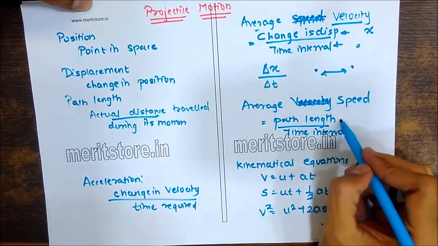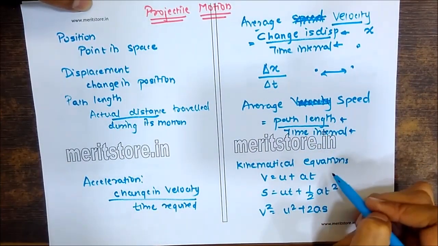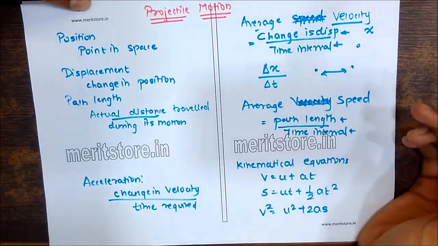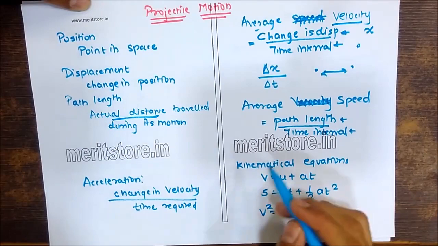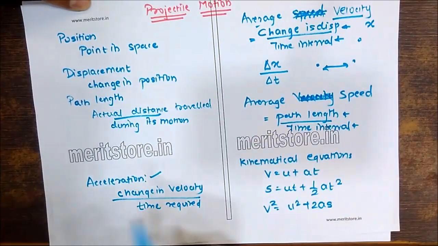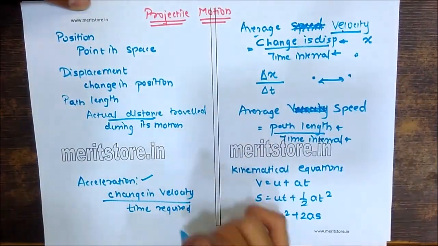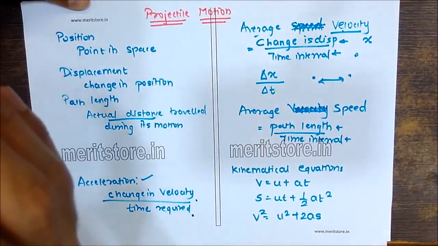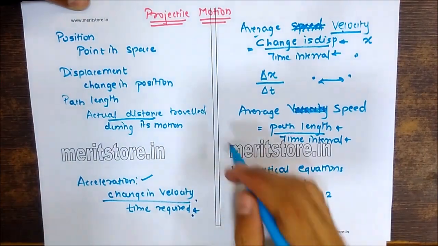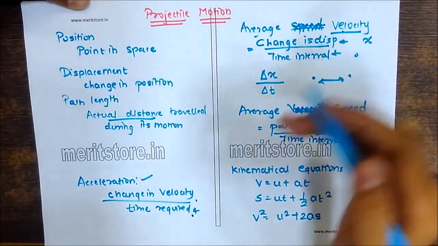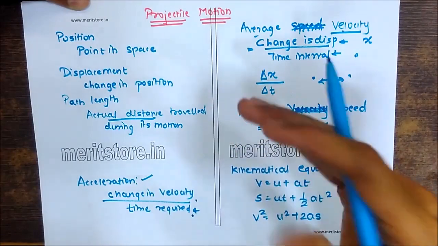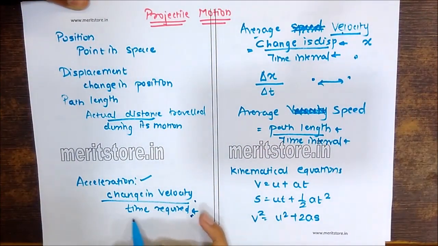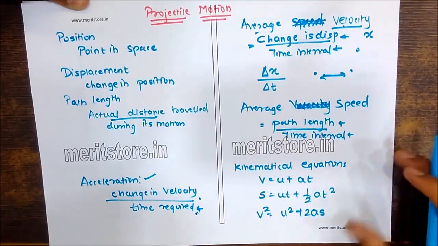Average speed will be nothing but the path length upon the time interval, that is the actual path traveled by the object upon the time taken by the object to travel that much of the path. Next we have acceleration. Acceleration is nothing but the change in velocity with respect to time. So we have to divide the change in velocity upon the time required for that much of change.